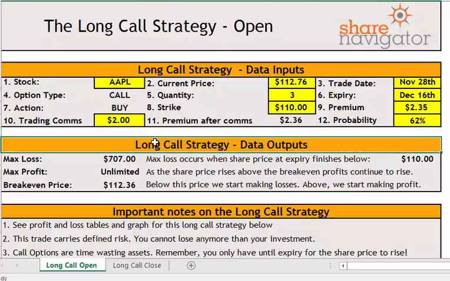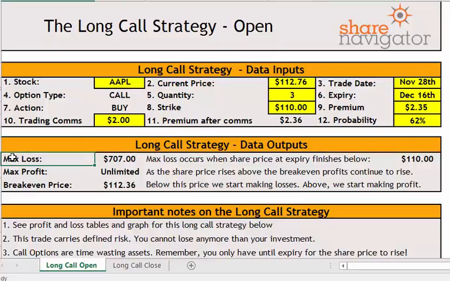So then we get on to the next section, and this is some of the outputs that are going to come along. So you can see here that our max loss is $707. This occurs when the share price finishes below our strike price of 110 at expiry. So with the long call strategy, you want the share price to continue to rise. But our max profit is classified as being unlimited. And the reason for that is as the share price continues to rise, so do our profits.